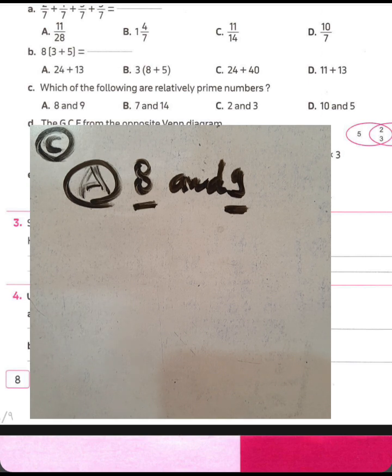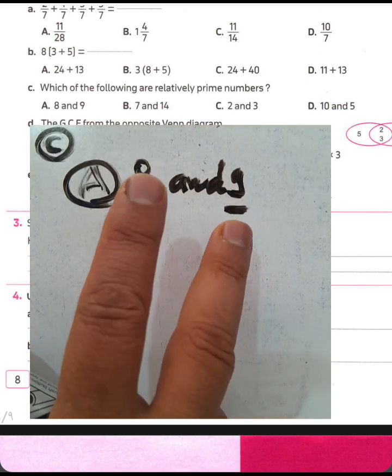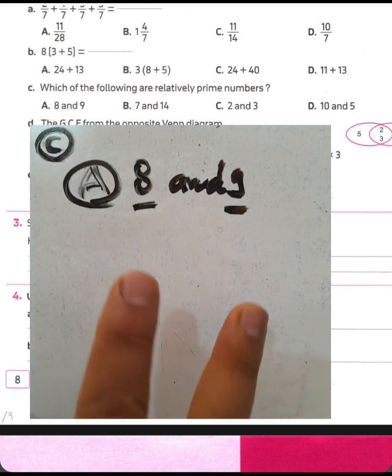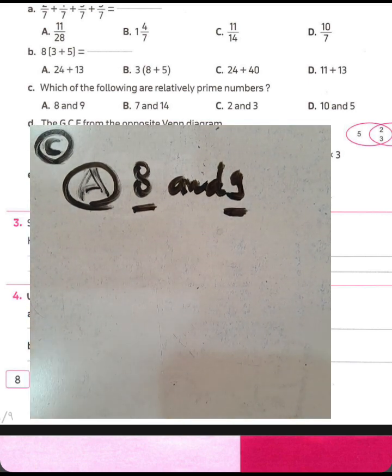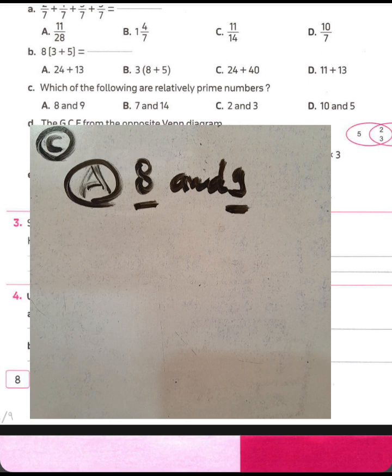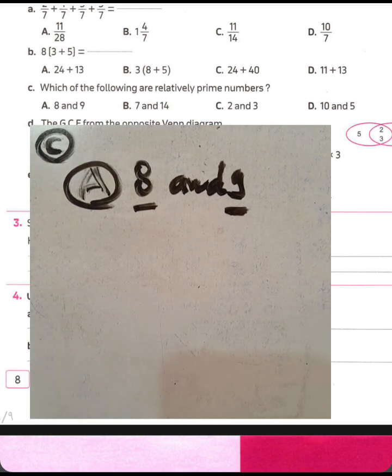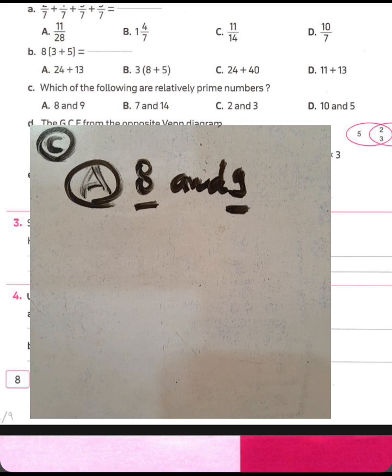Relatively prime numbers means two numbers can be divided by 1 only, and they can't be divided by any other number. 8 and 9 are not prime numbers, but there is a relation between them. What is the relation? 8 and 9 can be divided by 1 only. Then you must choose letter A for letter C. Which of the following are relatively prime numbers? It will be 8 and 9.